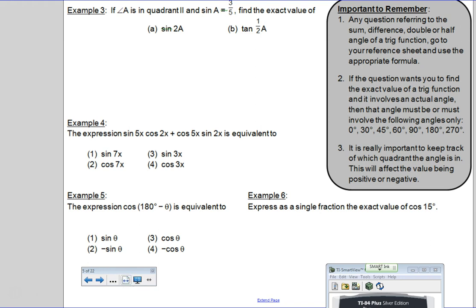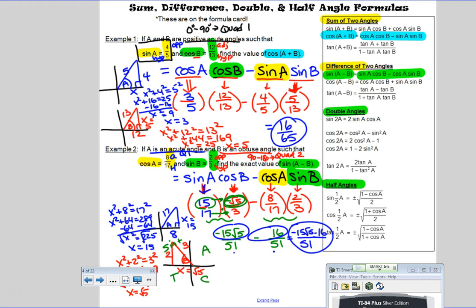Okay, example 3. If angle A is in quadrant 2, so they're going to tell you it's in quadrant 2, that makes it nicer. We want to figure out what is the value of sine of 2A and tan of 1/2 A. Well, we're doing the same problem, but two different formulas. Sine of 2A, if you go back to your formula card, sine of 2A is equal to 2 sine A cosine A.